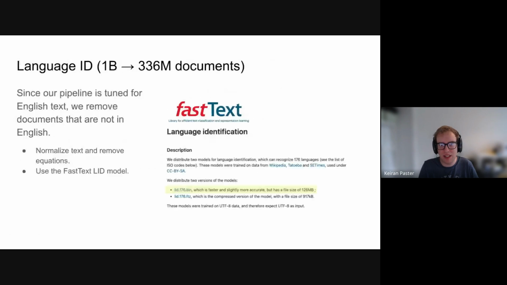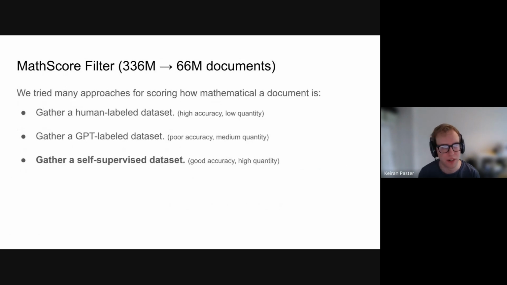The second filter is that we want to filter for math content. We tried many approaches for automatically scoring how mathematical a document is. The first approach we tried was to gather a human-labeled data set. This was me sitting down one day, the whole day, just scrolling through documents and labeling them as math or not math. I got through maybe 1,000 of these. I would say the accuracy is pretty high, but the quantity is very low, and when we train a classifier on this, it's not too great.